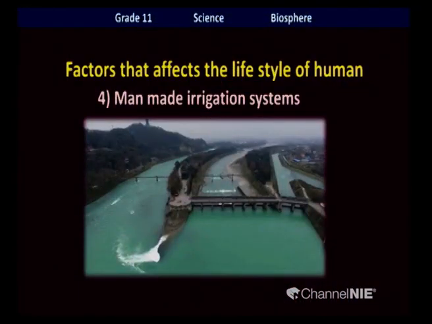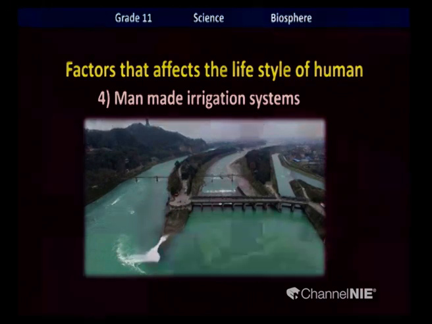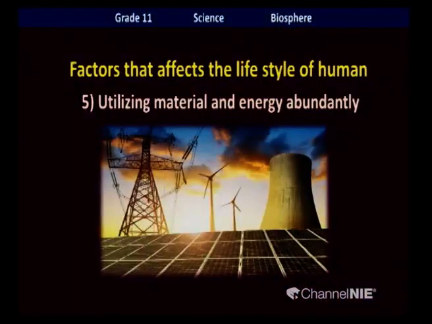Number 4, man-made irrigation systems. Instead of depending on natural rainwater, there are man-made tanks, ponds and reservoirs. So that can sometimes lead to floods, and improper use of these irrigation systems can affect the lifestyle of humans. Next one, utilizing materials and energy abundantly.